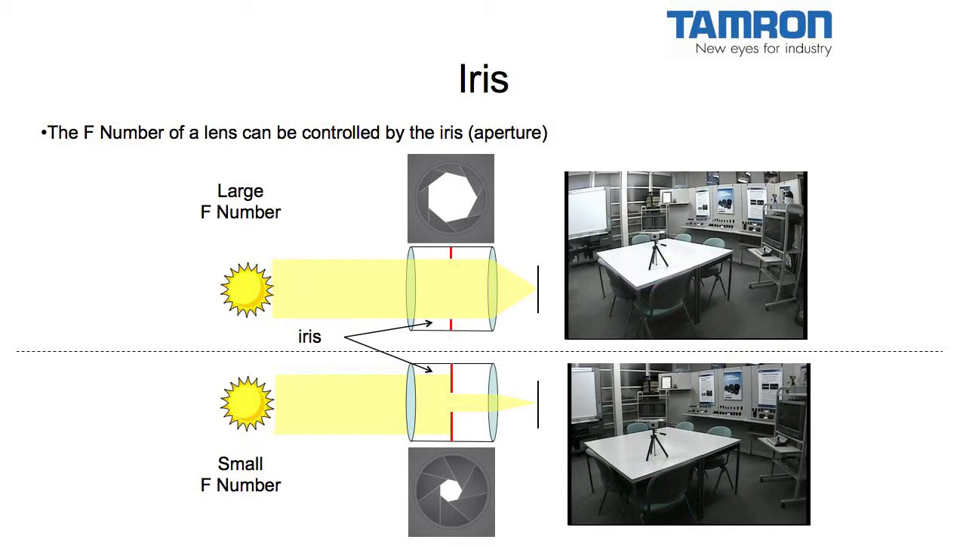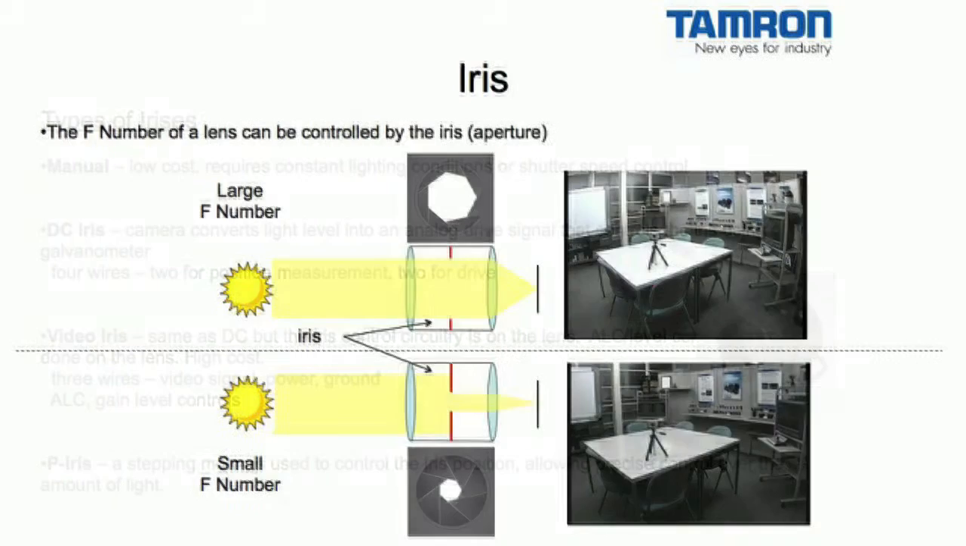The iris or aperture is a mechanical device inside the lens that can be used to control the F number of the lens. The iris is approximately circular in shape and maintains its shape as it opens and closes.